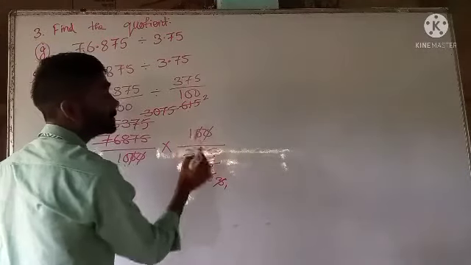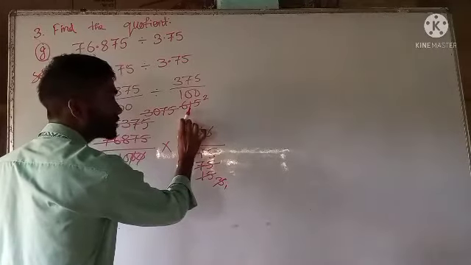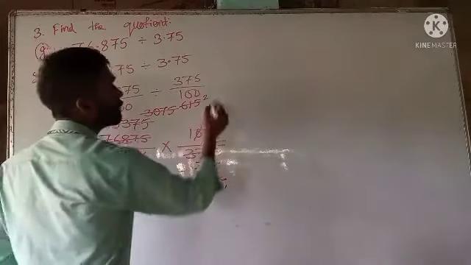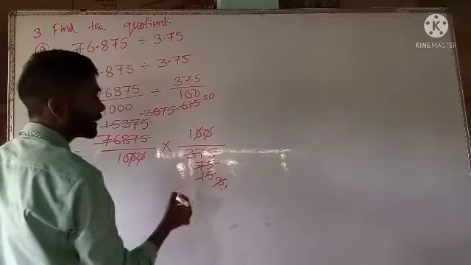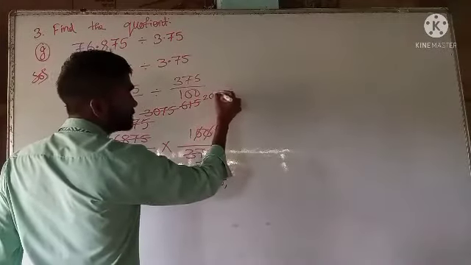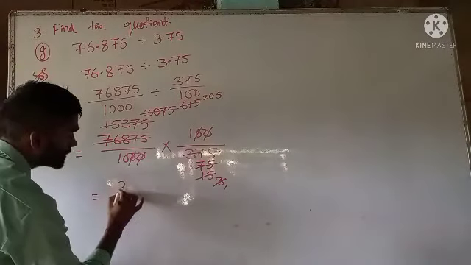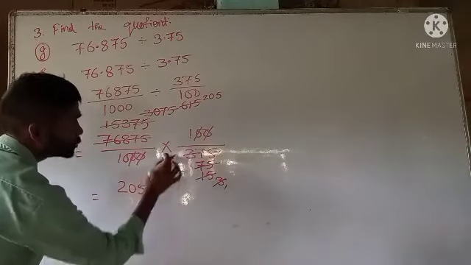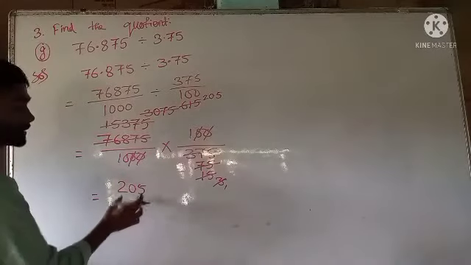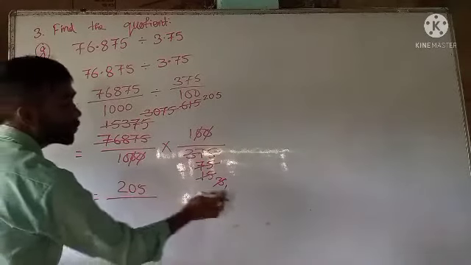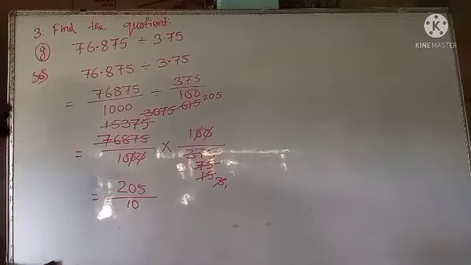Now the next digit is 1 here. It is not divisible by 3. So we are going to take both the digits together. For that reason we need to write 0 here. Now 3 5s are 15. So we got here 205. So in the numerator place we have 205 into 1, so we get the same result, that is 205. And here 10 into 1, so we get the same result, that is 10.